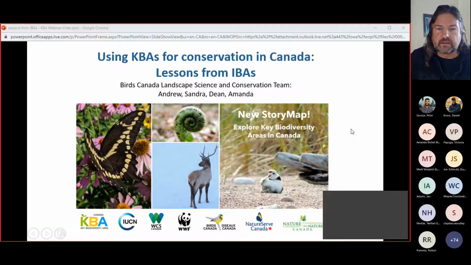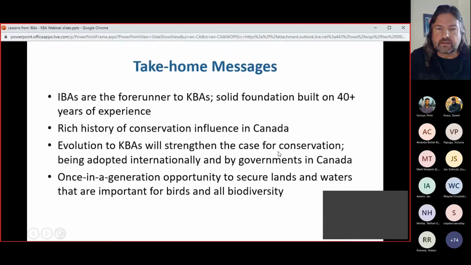So take-home messages for this particular talk. IBAs really are the forerunner to KBAs, as we heard. They have a solid foundation built on more than 40 years of experience internationally, and they represent a really good, solid science-based foundation for the KBA enterprise globally and in Canada, where we have a very rich history of use of IBAs for influencing conservation.